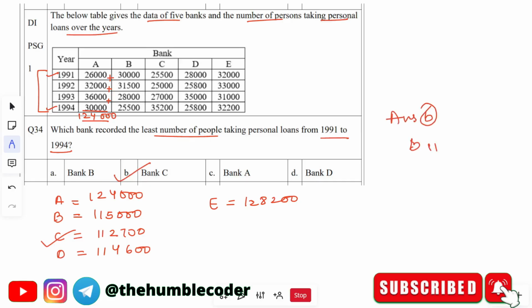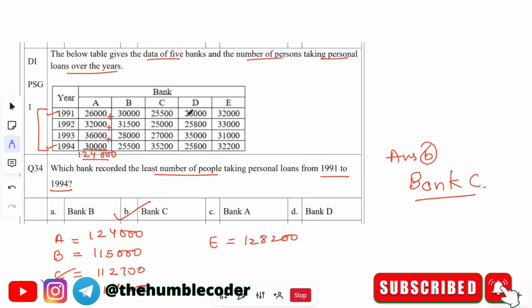Hope you have understood it. The question was easy, but you have to focus and do a bit of calculation. Otherwise, your answer can come wrong. Okay, let's move on to the second question based on this data only. We have one more question, so let's read that out.